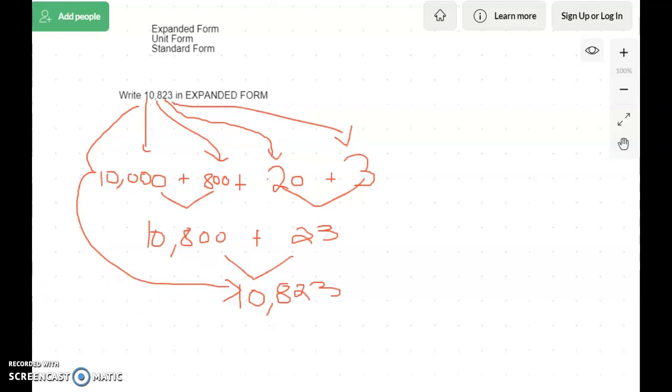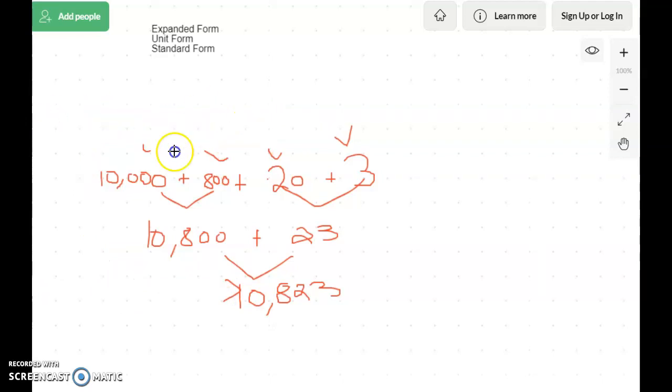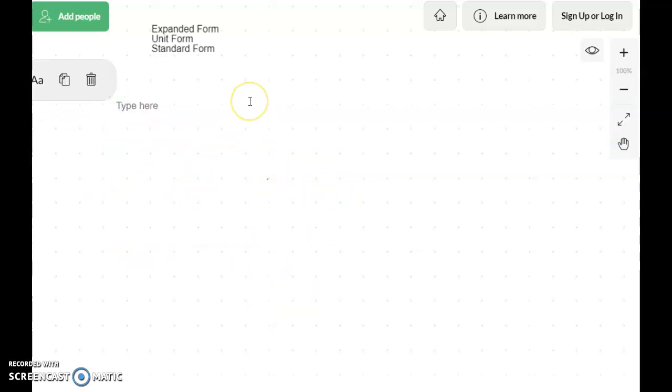Let's try another one. Let's get rid of all this stuff. So here's our next problem. Let's write 843,956 in expanded form. Remember, we talked about how expanded is like a balloon and how it means you want to get bigger, you want to expand it, right? Want to expand in all different directions.